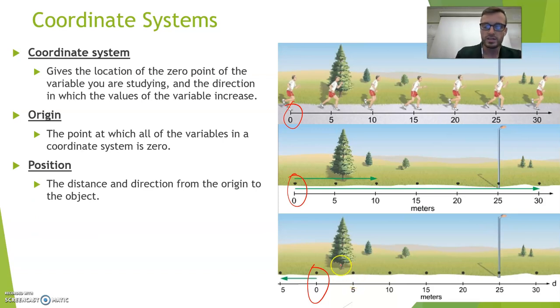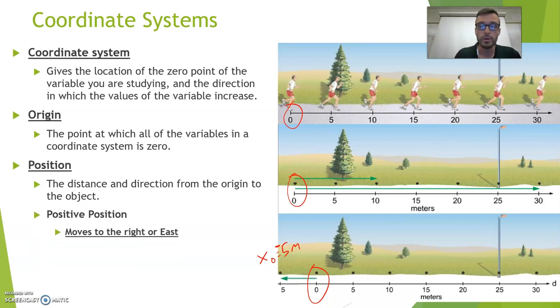Well, let's look at this last picture. If my tree is my reference point, or my starting point is my reference point, I might say that my x0, my initial position over here, was -5 meters. Why negative? Because it's to the left of our starting point. Okay, so that's kind of what we're getting at with the position. It tells us how far away we are from the origin and in which direction.